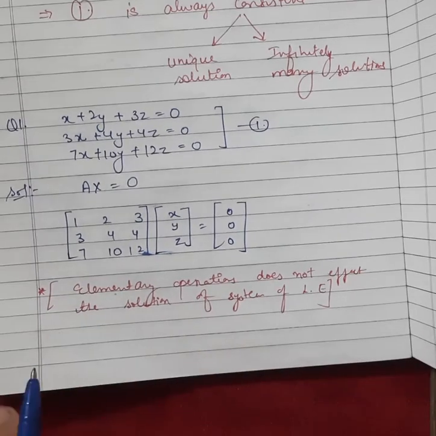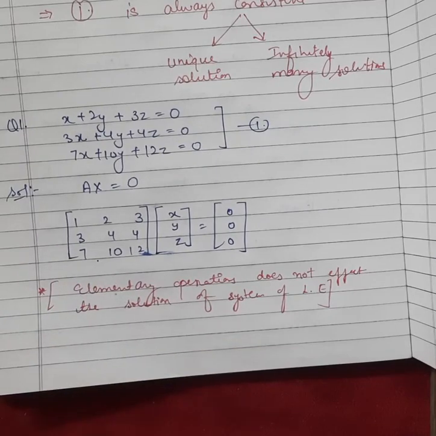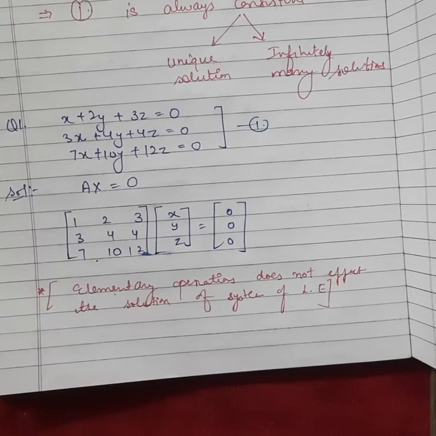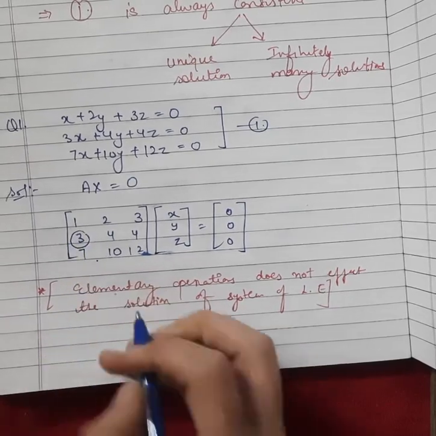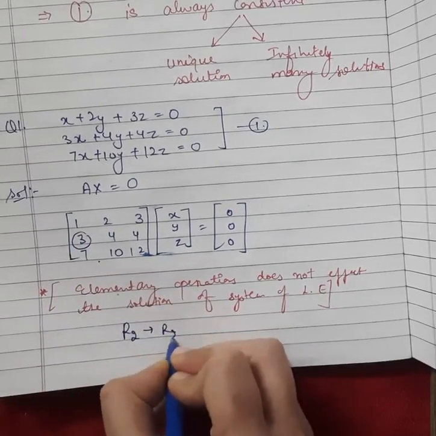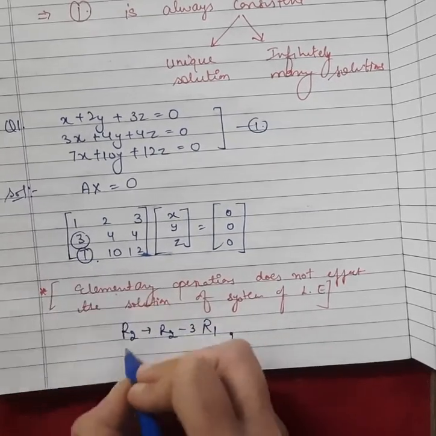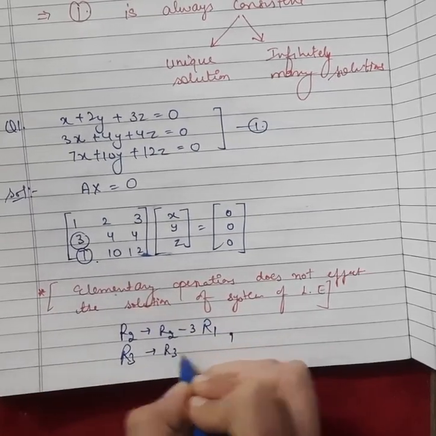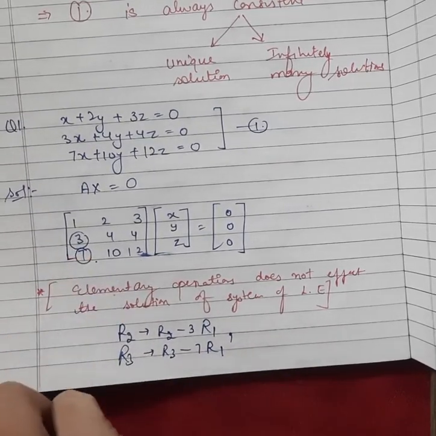Now our prime target is to convert this matrix A into the echelon form. So to convert this into echelon form, the first operations we will apply are on R2, R2 minus 3R1, and then on R3, R3 minus 7R1. Let's apply these operations on the above set.